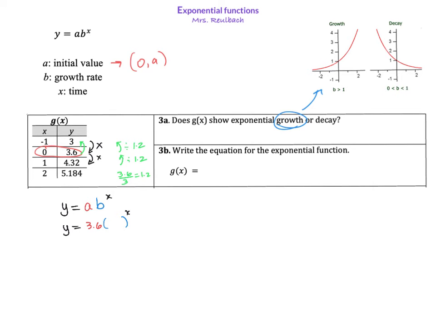So let's check that. Let's go back down the table. If I multiply by 1.2, let's check it. Type 3 into your calculator and multiply it by 1.2. You should get 3.6. You do. Do it again, 4.32. Do it again, 5.184. So we have checked that all of these growth rates are 1.2. So 1.2 is the growth rate, and g of x is 3.6 times 1.2 to the x.